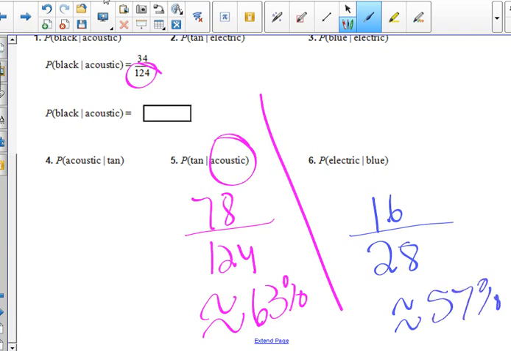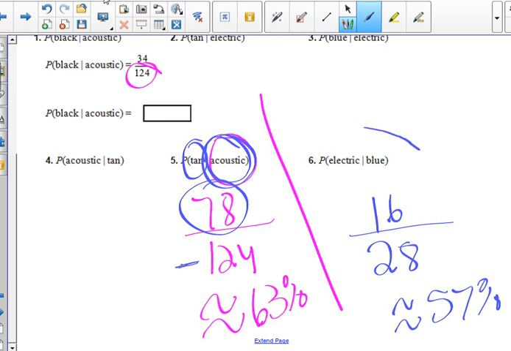Okay, so you should be pretty close to finished. On number 5, you're going to total, it says, given that they're all acoustic. So you're going to total the acoustics, so that's 124. What's the probability to get the event of 10, which is 78. We have 78 10 acoustics. So 78 over 124 is equal to 63%.